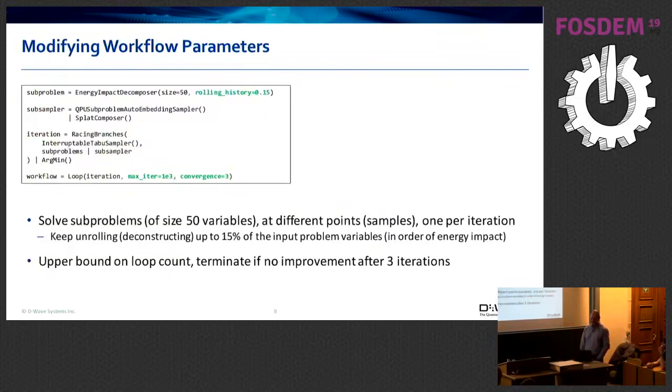So I would like to walk you through a small build-up of that simple example that we just saw. One way to modify the workflow is by tweaking parameters. For example, in the first example, on each iteration we took only the first subproblem. Over here we're saying let's do rolling decomposition of 15% of the problem, and on each run take some other subproblem until you reach 15% of the global problem. And you can control, for example, the convergence criteria for your looping and things like that.